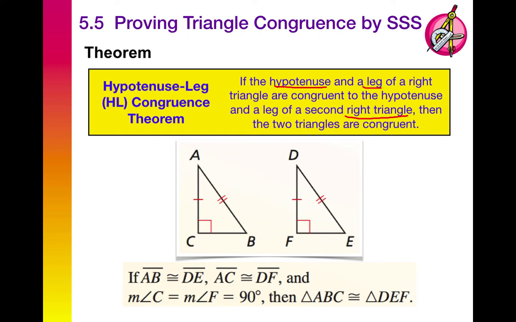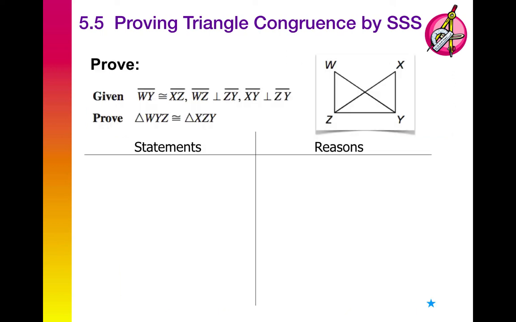Let's try to solve a problem using this. Here I have two triangles that I want to show are congruent, these big triangles here. And I know a certain amount of information. I know that WY, this long distance here, is congruent to this distance here. I know that. And then I know that I have perpendiculars going here and here. So once I have that, then let's see how I can prove this.